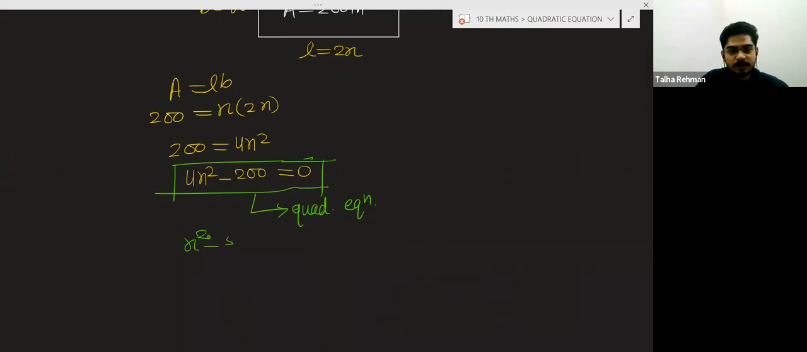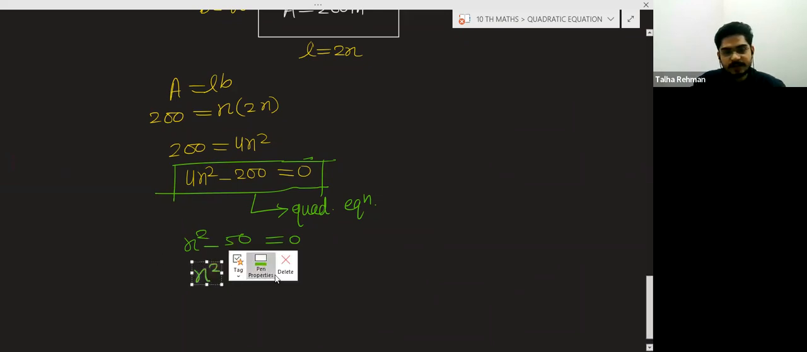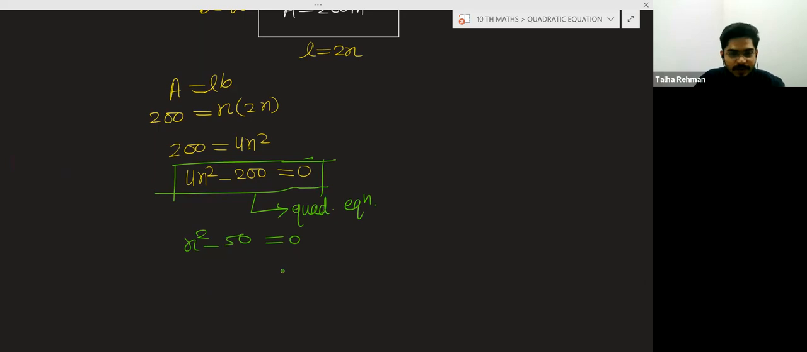It will become x square minus 50 equal to 0. So we can solve it. There are different methods. You can write 50 as root 50 square. So you can write it as x square minus root 50 square, and this is equal to 0.